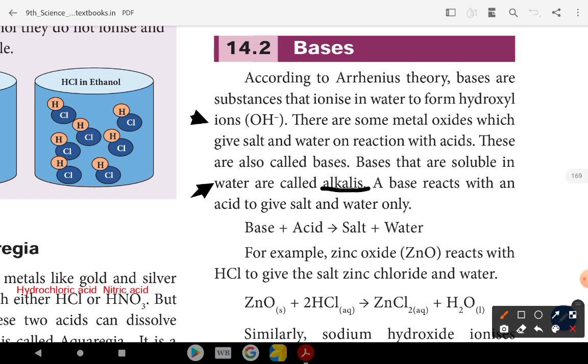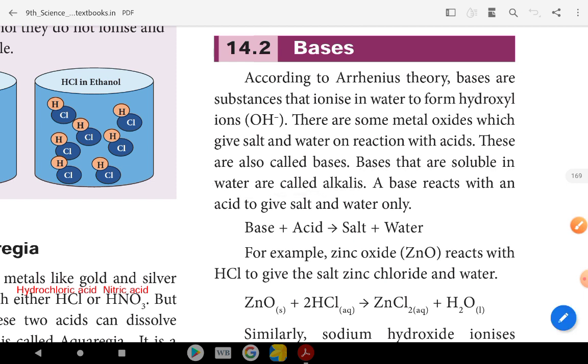See the special name, alkalis. What is an alkali? An alkali is a base, ஒரு காரம். ஆனால் என்ன வித்தியாசம்னா, it will dissolve in water. A base which dissolves in water. Bases that are soluble in water are called alkalis. Are you clear, children?